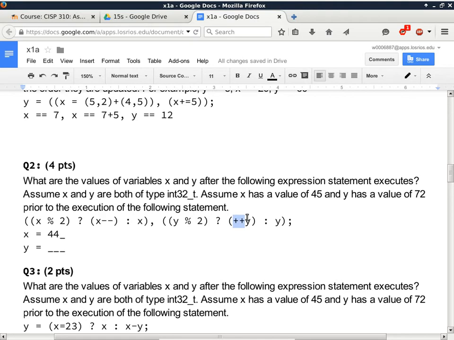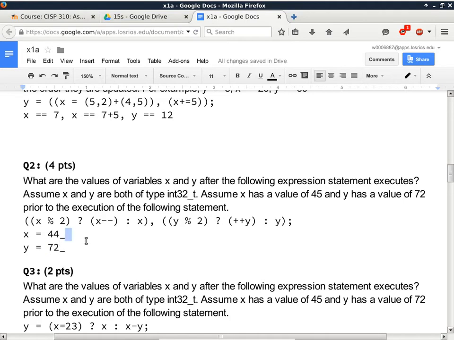And we are basically doing the same thing with y, except y has a pre-increment, and once again, whether it is pre or post doesn't really matter in this case. Y has a value of 72 to begin with. So that means 72 divided by 2 has a remainder of 0. This expression is 0, which means we now evaluate the third part of the ternary operator, which is just y itself. Does that change y in any way? Nope. So y gets to keep its old value, which is 72.